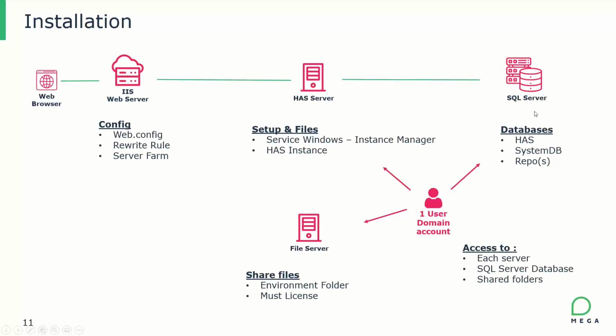So in the database, if we start by the database, not much change compared to what you know. Still SQL Server, some systemdb and repos, if you have 1 or multiple, and a new database for HAs. For the OPEX server here, you'll have a few changes because there'll be only 1 service in Windows that will be containing the instance manager, and you'll have an instance of the installation you're doing.